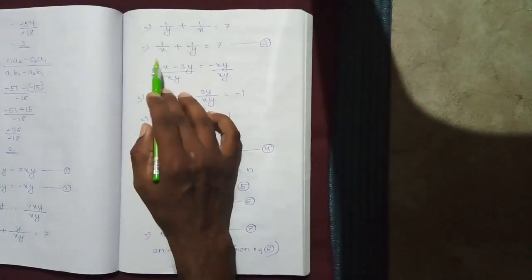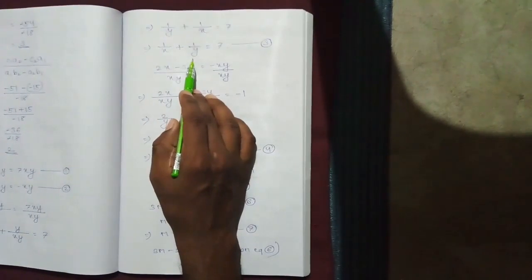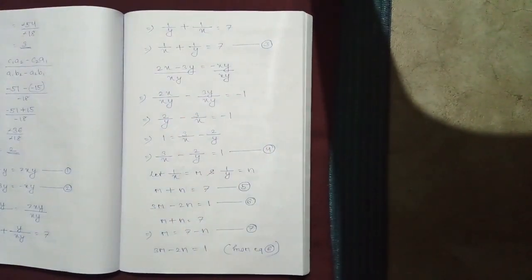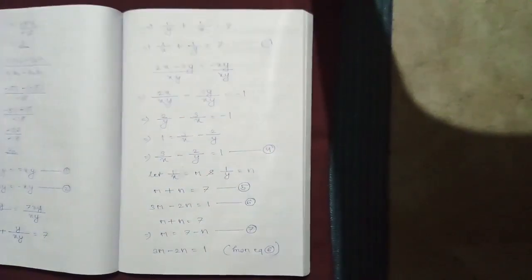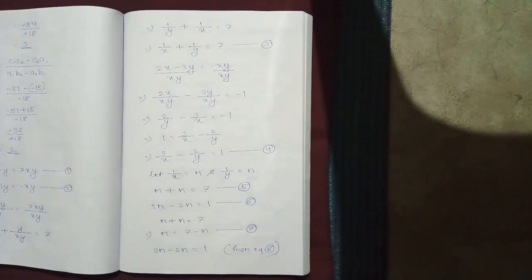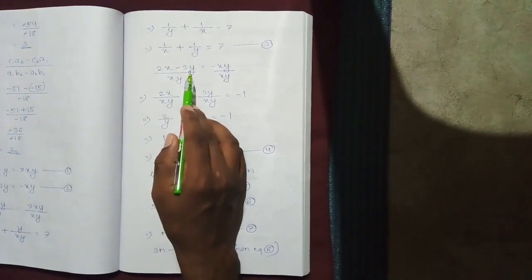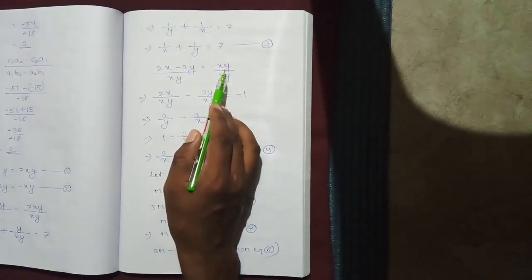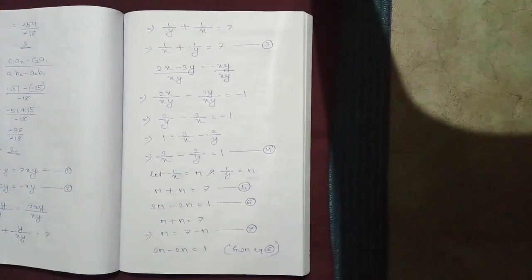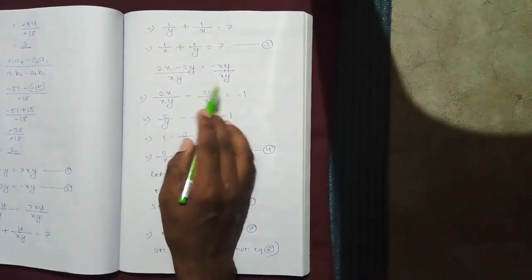Okay, as you can see, 1 by x plus 1 by y is equal to 7, which is equation 3. After getting equation 3, forget equation 1. Similarly, we will modify the second equation: 2x minus 3y is equal to minus xy. This was the second equation. We will divide by xy on both sides, as I have done, as you can see.